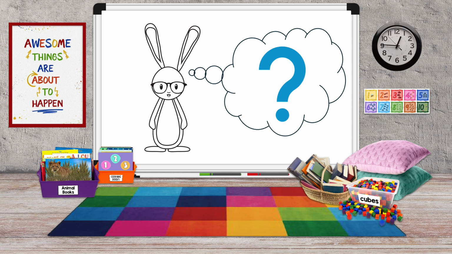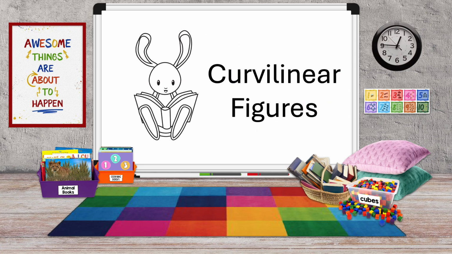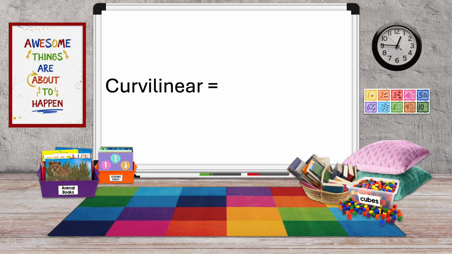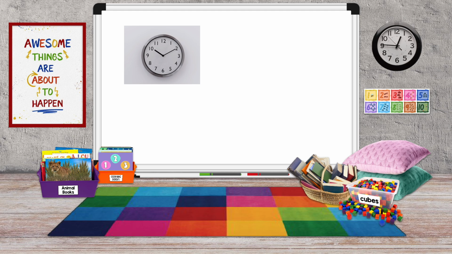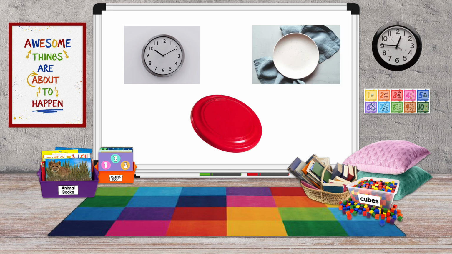But do all plane shapes have to have straight sides? No. Some plane shapes have curved sides. These shapes are called curvilinear figures. Curvilinear means having curved lines. The most familiar curvilinear figure is a circle. A circle is a shape with no straight sides. Any line drawn from the center of the circle to the edge will always be the same length. Clocks, plates, and frisbees are examples of things we see that are circles.